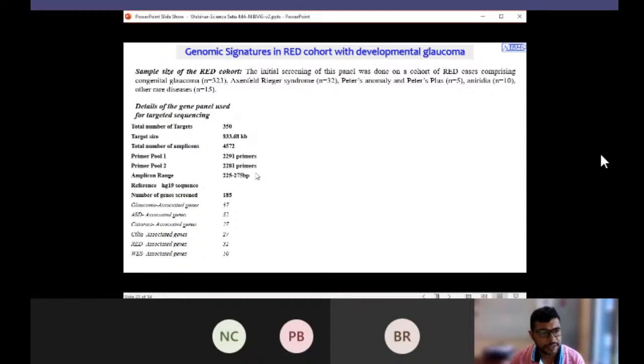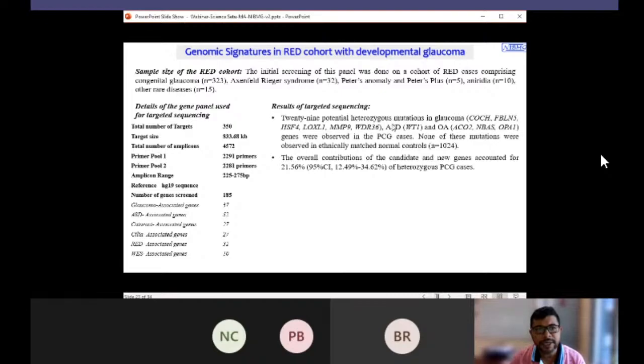So another project we are currently going on with in the lab. This is basically an extension of whatever we were doing with congenital corneal anesthesia. This is called the RED cohort, or the rare eye disease cohort, where we have a spectrum of rare diseases, which includes congenital glaucoma, Axenfeld-Rieger. So these are all anterior segment disorders in the eye. What we have done is basically again the same thing. The total number of targets was 350 genes. 185 genes we have screened here, and 29 potential heterozygous mutations in glaucoma we have found.